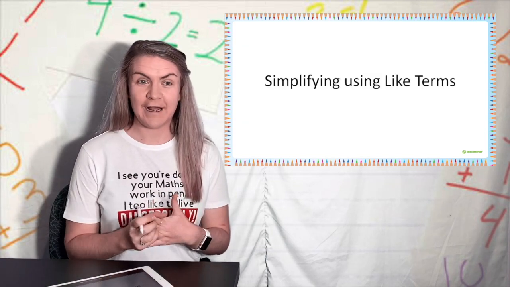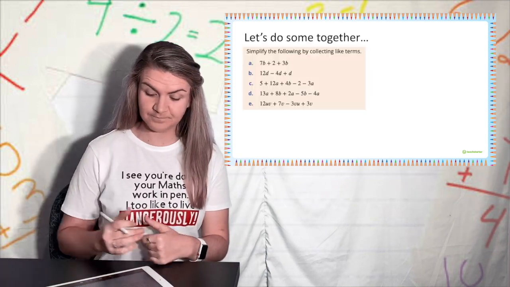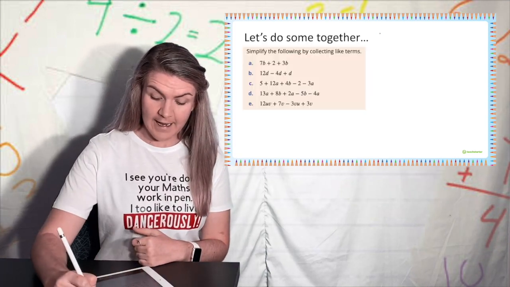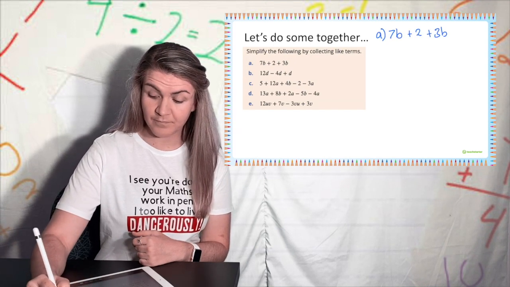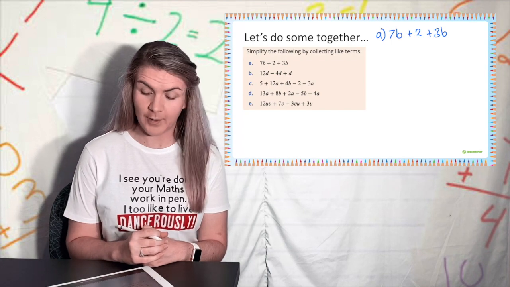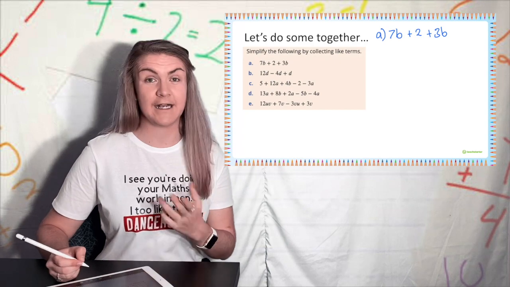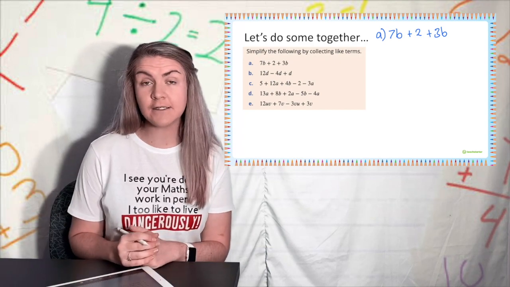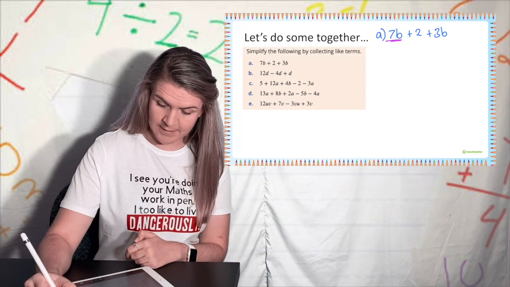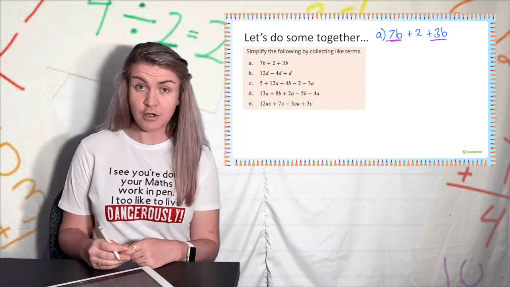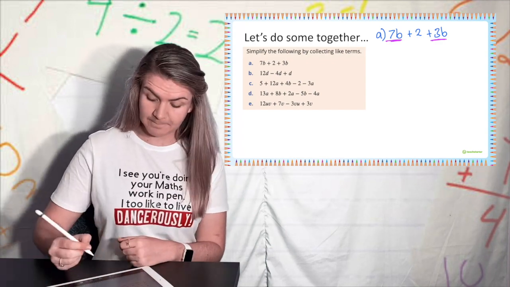Now let's have a go at actually identifying those like terms and then simplifying them by adding or subtracting. So first I've got 7B plus 2 plus 3B. So my first step is always to write out the question. My next step, and I really recommend doing this, is I like to take a highlighter or colored pencils and underline things that are the same. So here I've got B's and here's a B. Anything else that's the same? No. Then what I do is I work through them, adding them up together.